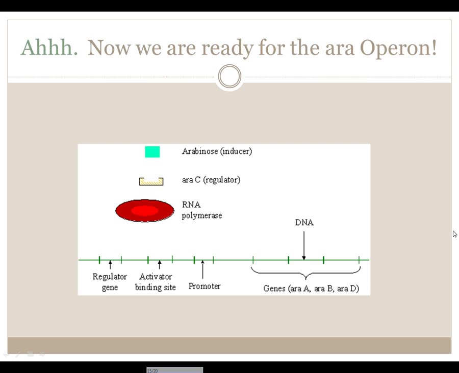Now, these visuals are okay. Let's talk about the arabinose operon, because the arabinose operon was used in the plasmid for the GFP lab. Okay, so we're getting really close to understanding our GFP lab even better. So this is the arabinose operon, and you've got the regulator gene, an activator binding site, a promoter, and the genes for arabinose, the RA, RB, and RD. These are the genes that would be used to make proteins.